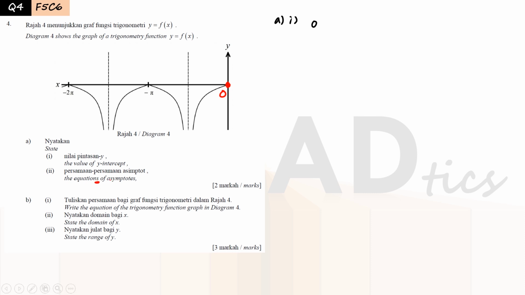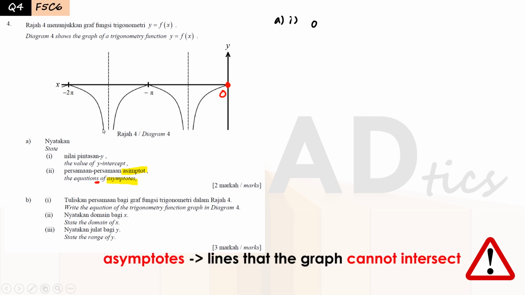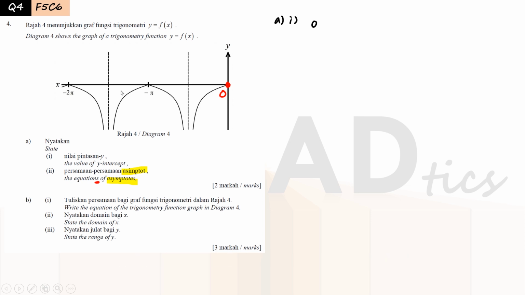Okay, for part 2, we are going to find the equations. Equations meaning we have more than one answer, and we need to find the equation of asymptotes, which is the two lines here. Asymptotes are the lines where the graph cannot intercept. So how do we find the equation of these two lines? Very simple, just find the midpoints of the given x values here. For example, the middle of negative 2 pi and negative pi is negative 3 over 2 pi, and negative pi and 0 is negative pi over 2.